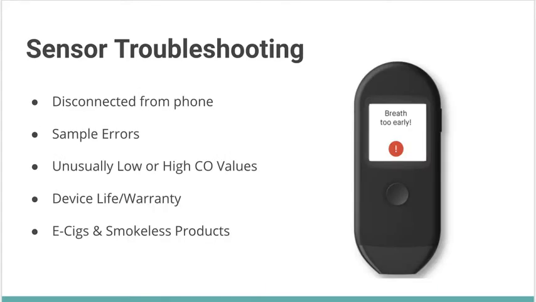So here are some common breath sensor issues that pivoters have reported over time. For instance, disconnecting from their phone. When they first open their sensor in the app, it may be disconnected. Sometimes it can take about 30 seconds to sync, depending on the user's phone. If it doesn't sync right away, there's a button that you can use to resync on your phone.